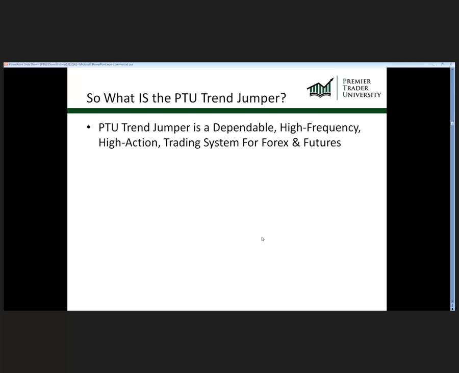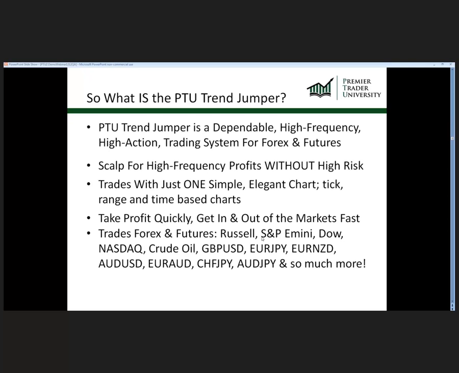So let's segue into Trend Jumper a little bit, because I want Troy to show you some of that on the chart as well. And sometimes what I want people to understand, when you come in and you enroll in the university, you'll have these PTU2 systems that I showed you. In addition, in your trading arsenal, you'll have the PTU Trend Jumper. And what's really cool about the Trend Jumper is these are high frequency, very low risk trades. You can trade off of one chart just like you can with PTU2.